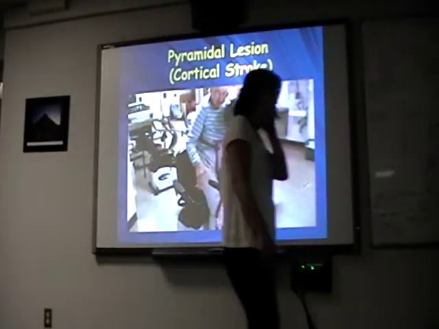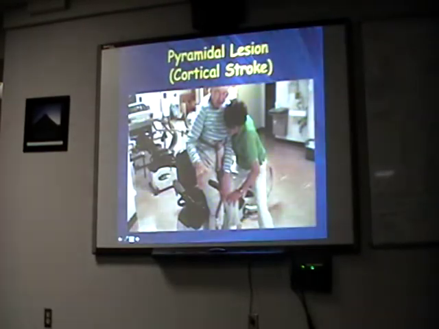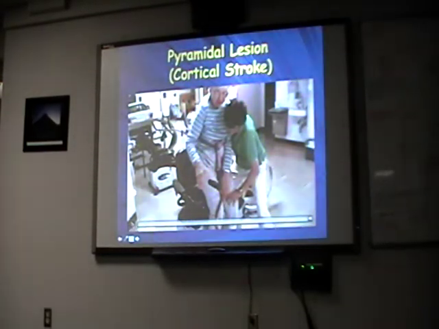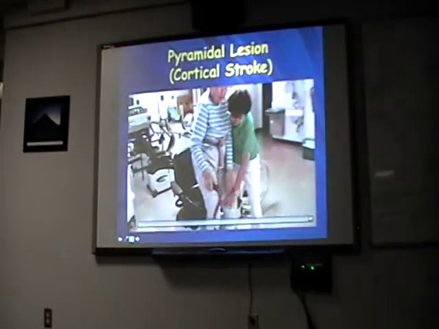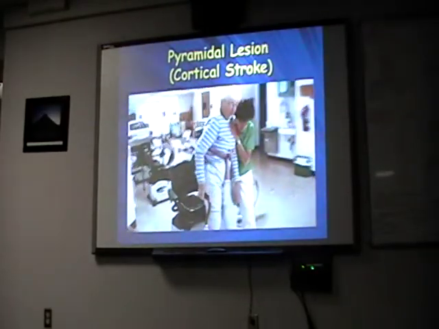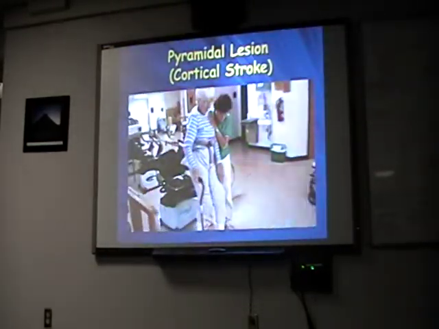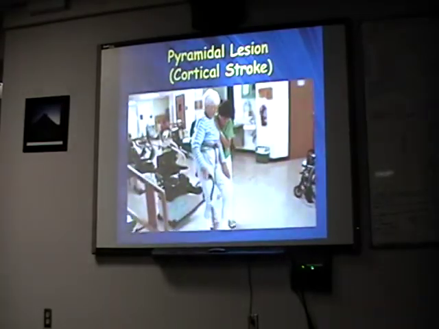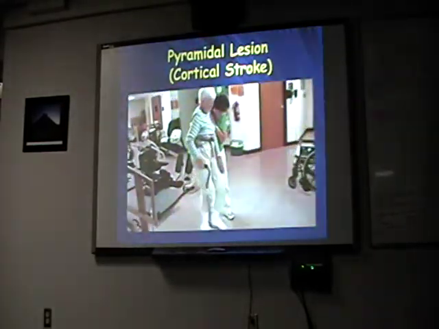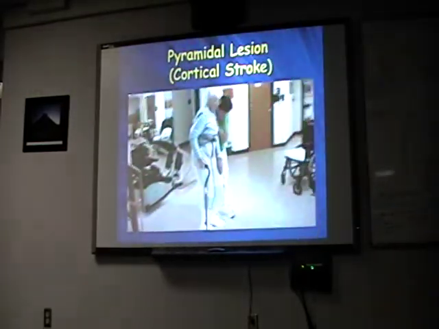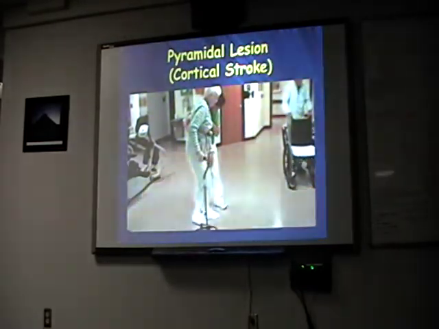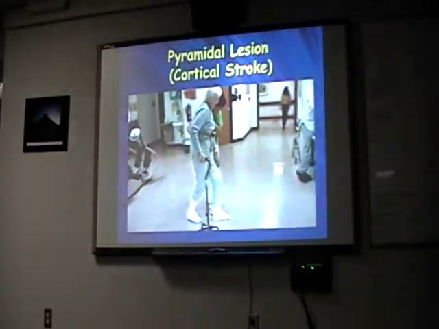So this is your classic pyramidal lesion. This is a stroke. So you see hemiplegia, you see lack of voluntary movement. You don't see any involuntary movement.